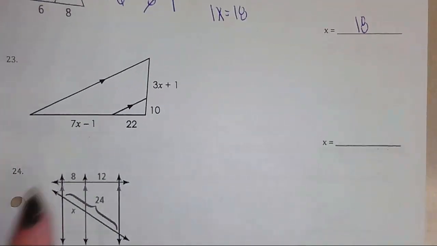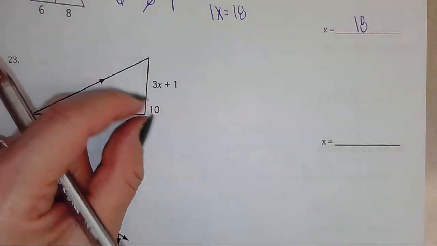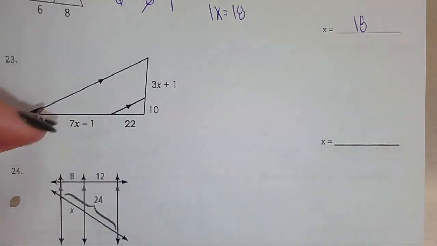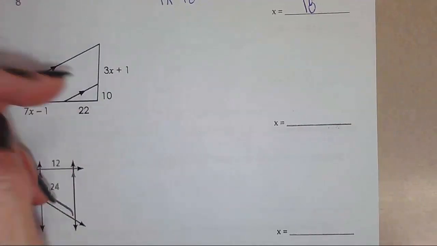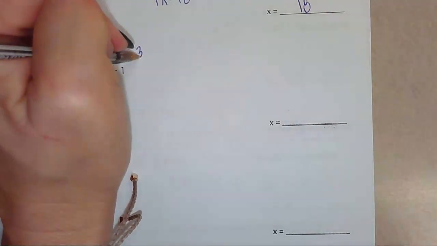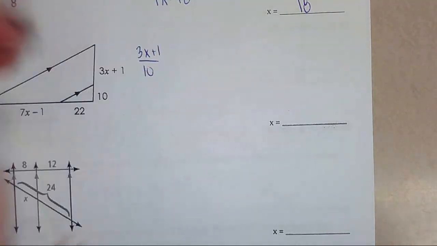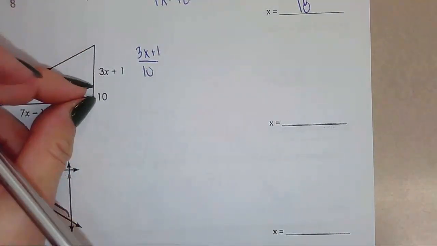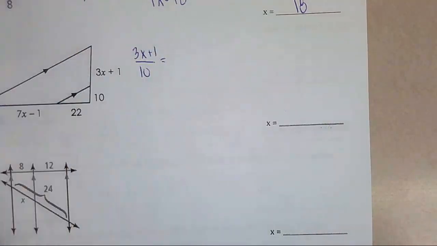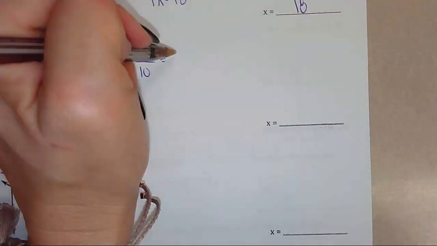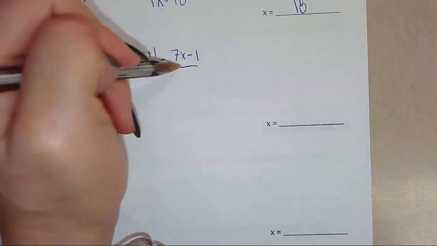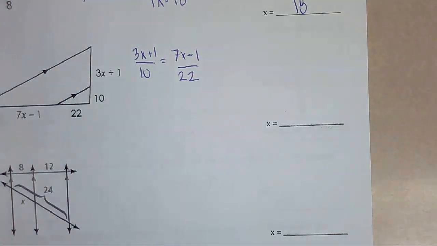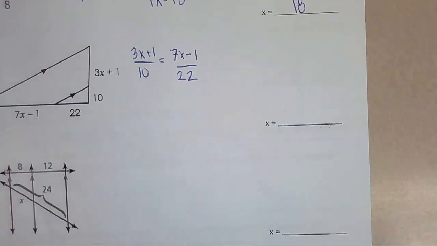Okay, so now I see parallel lines, and I know that the sides are proportional. So I'm just going to do one side at a time. I'll even just start with 3x plus 1 over 10. So this bigger chunk over this littler chunk equals, follow that same order, bigger chunk, 7x minus 1 over 22. And we're going to cross multiply.